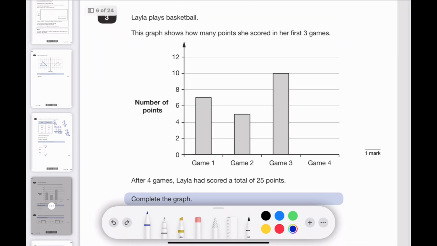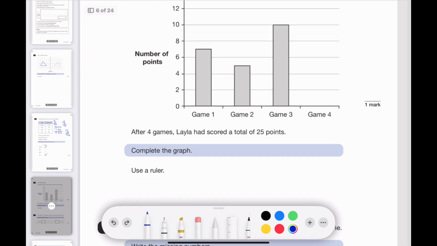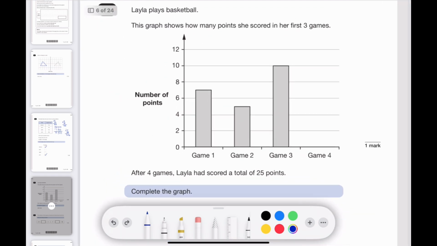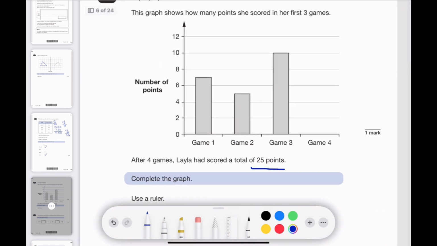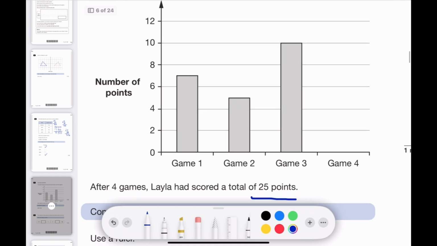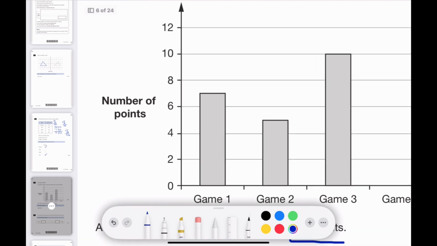Question 3. Layla plays basketball. This graph shows how many points she scored in her first 3 games. After 4 games, Layla had scored a total of 25 points. Complete the graph. Use a ruler. So we know that after 4 games, she had scored a total of 25 points. So we need to add up the points of the first 3 games that he scored.